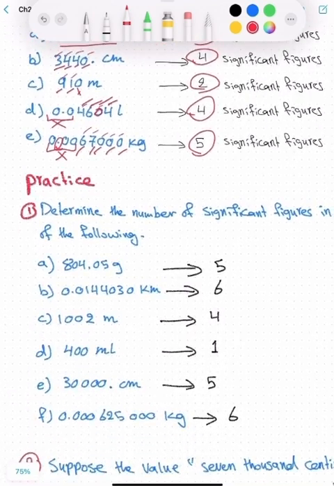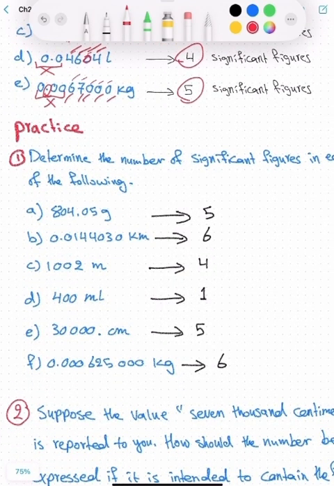Okay. Practice number 1. This number. Look at here. Number. The 0 is in between two numbers. Yes. Between two numbers. Yes. So 5 significant figures. Here, on your left, no. Number. 0 between two numbers. Yes. 0 on your right. Look, do you have the decimal? Yes. So yes. 6 significant figures.